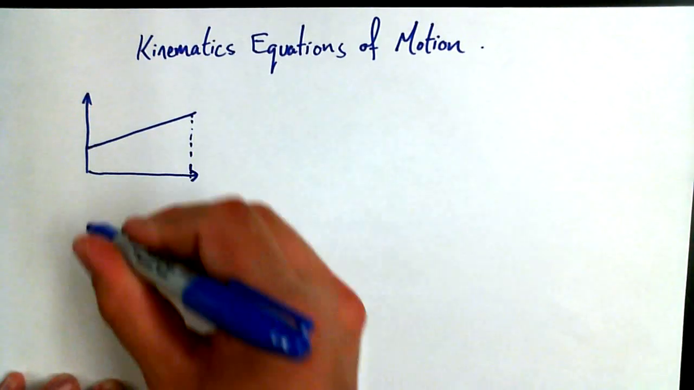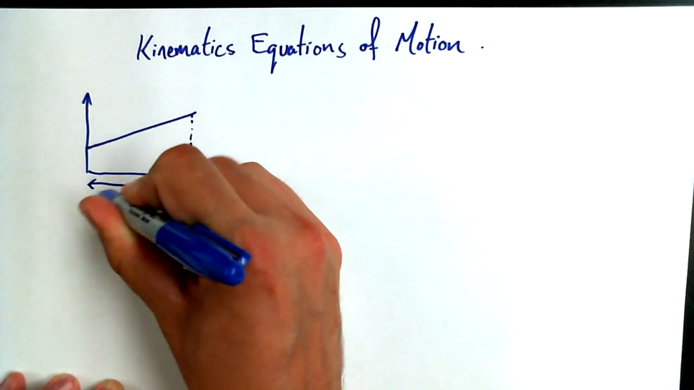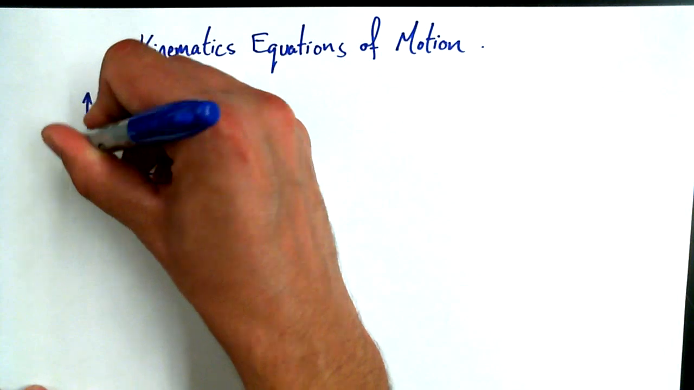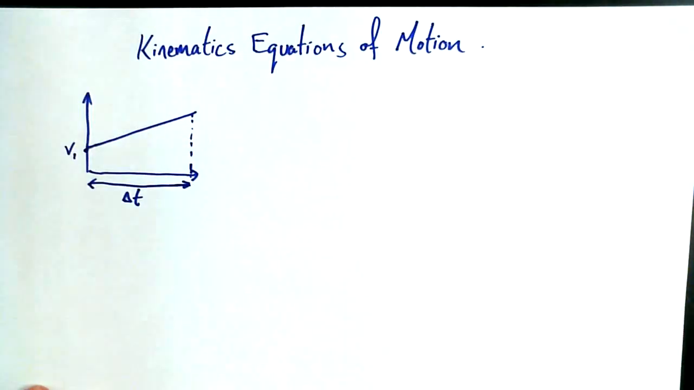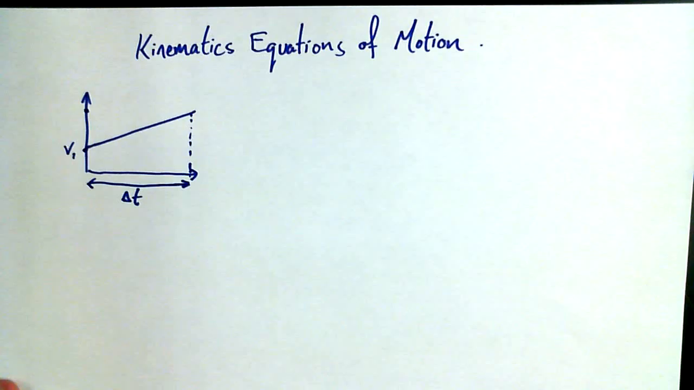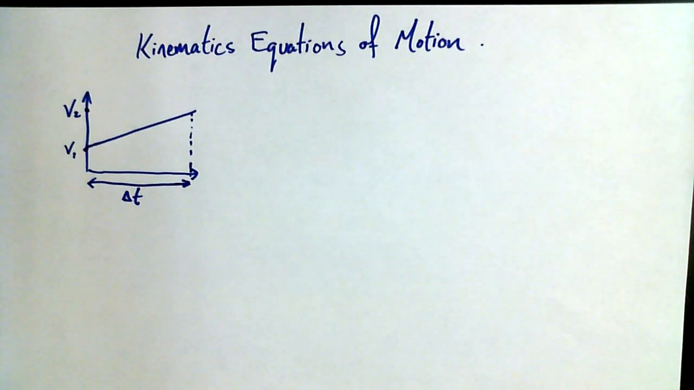And so we'd like the run for this graph to be delta t. We're just going to label it up with variables, not with numbers, because we're going to use some of these variables in the derivation. It's going to start at an initial velocity of v1, and it's going to go up to a final velocity of v2. And again, I'm just using variables, no numbers, okay?